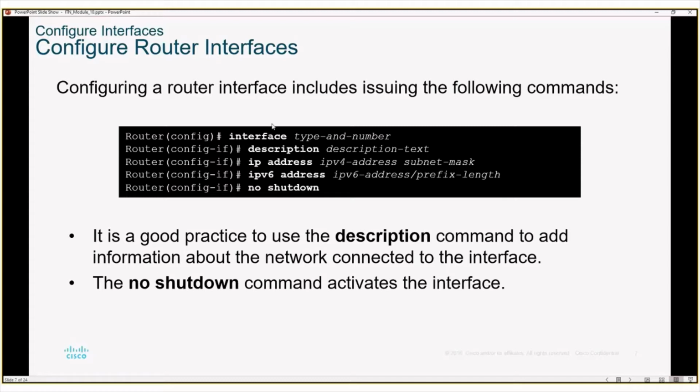All interfaces on a router are layer 3 interfaces, so they're turned off by default. And so you need to turn them on with the no shut command. As it says down the bottom, it's good practice to use the description command to add information about the network connected to the interface. And of course, the no shutdown turns it on.